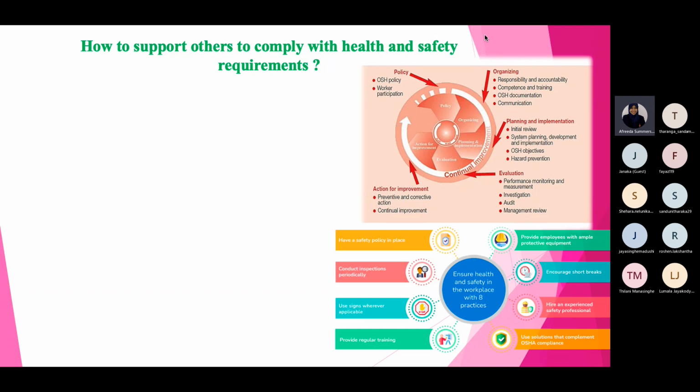And the fifth one is provide employees with ample protective equipment. What does that mean? Can somebody tell me? Students, talk fast. I'm not scolding anybody. I'm trying to make the session interactive, like we always do. What do you mean by providing employees with ample protective equipment? Giving safety equipment to the others.